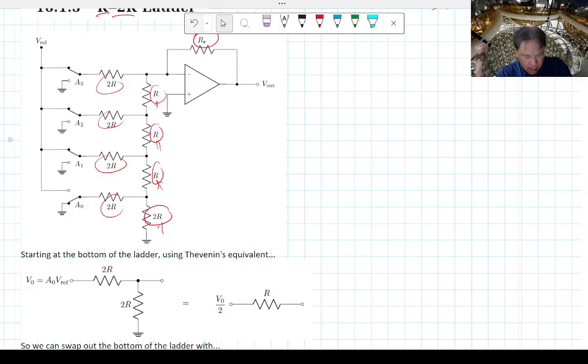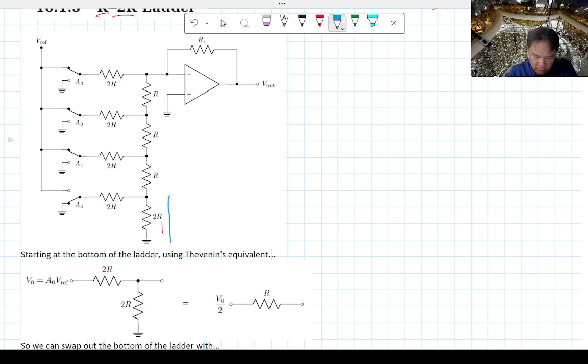Okay, so how do we make this? How does this work? Let's erase all this stuff. The way you figure this out is you just start off with the bottom of the ladder, the bottom rung of the ladder. I think that's what it's called. Let's do that in blue. Let's analyze what this bottom rung is doing.